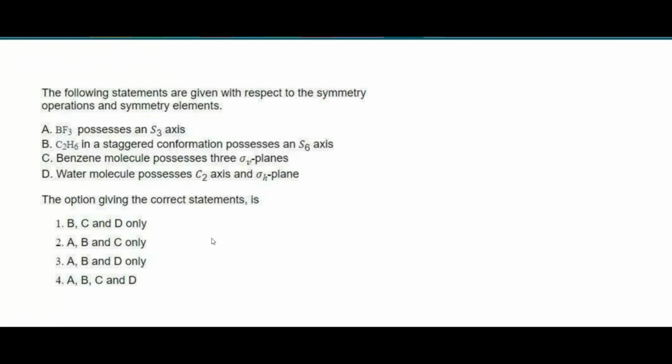Would you try it? See what is given. The following statements are given with respect to the symmetry operations and symmetry elements. Four statements are given, and the question is which are the correct statements. So can you tell me among A, B, C, D, you try. Read the question. Try.